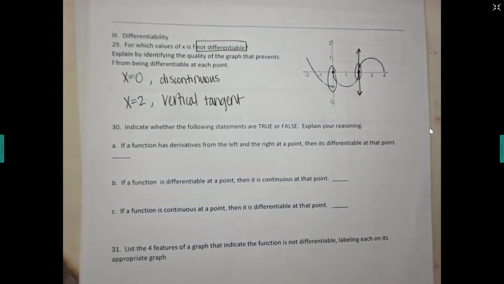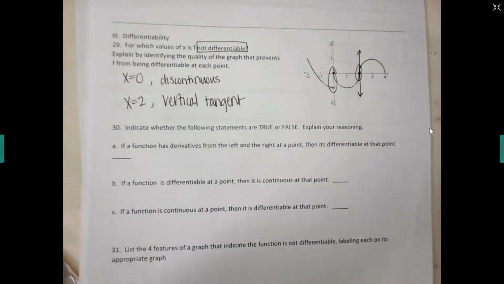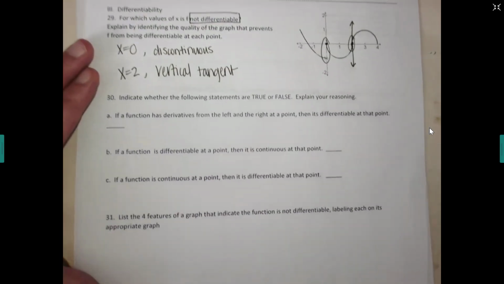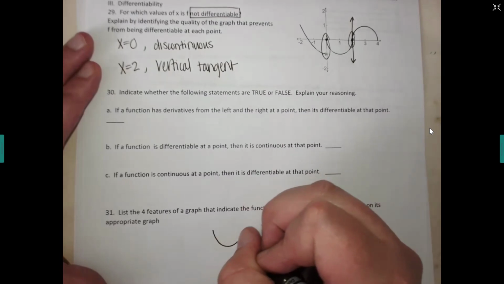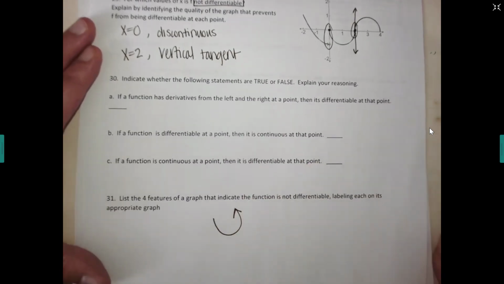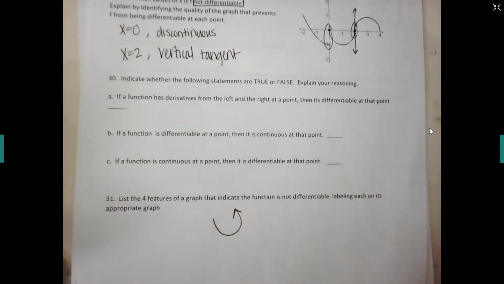Okay? All right, the instructions for 31 go with the graphs on the back of that page. So for 31 down there at the bottom, I'm just going to put an arrow. All that you're going to do is list what the features are. So will you do it on the top of the next page? You should have one of each type. We're going to list the types.